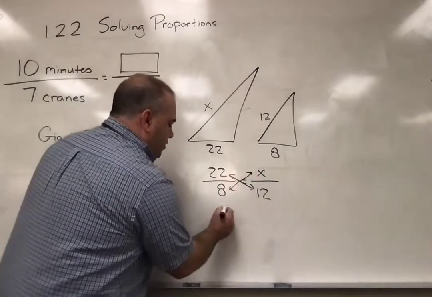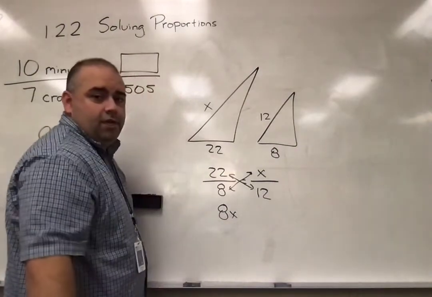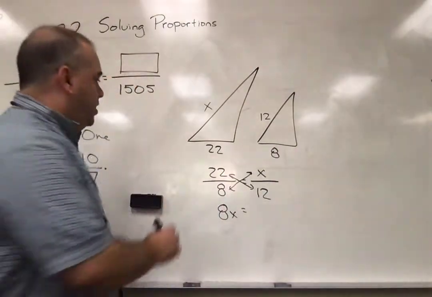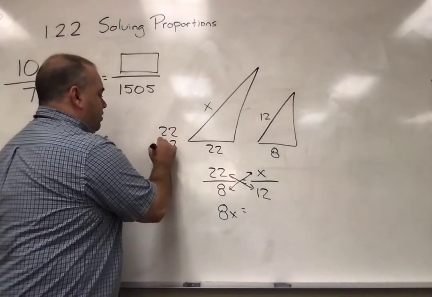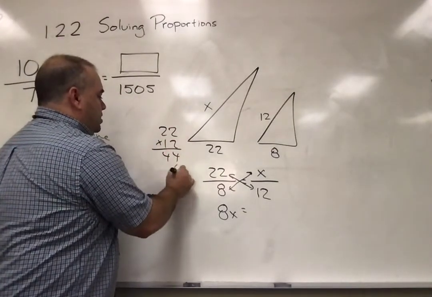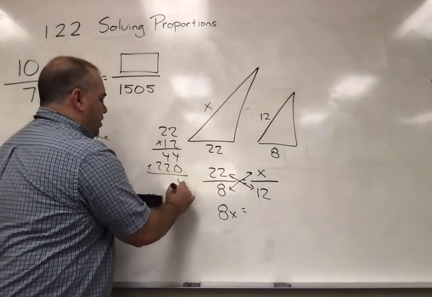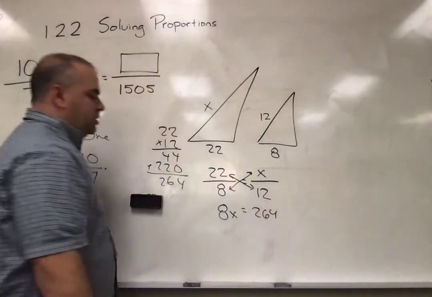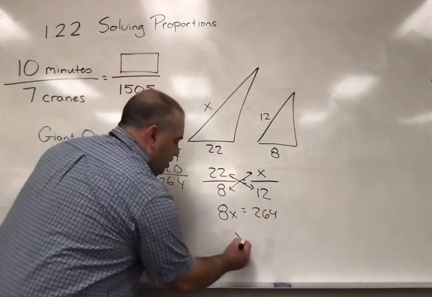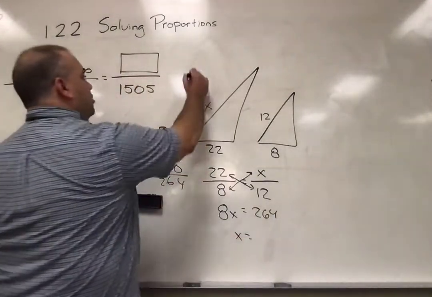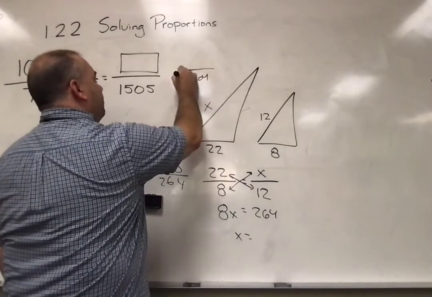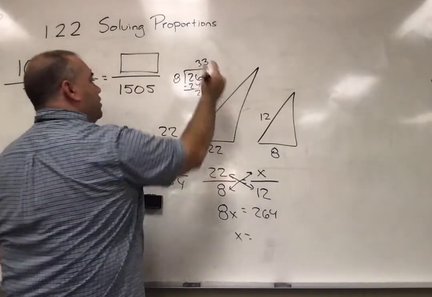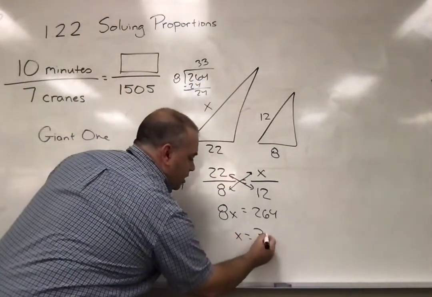So I like to do this first. I get 8x, and then I can go equals 12 times 22. Again, if you have a calculator, type it in. I don't happen to have one, so I'll try to do it really fast here without messing up. And I think that I get 264. And then 264 divided by 8 should give me my answer, which I don't know right now, so I'll try that. 264 divided by 8, I got a 3, 24, 24, 33. So X is 33 in this case.